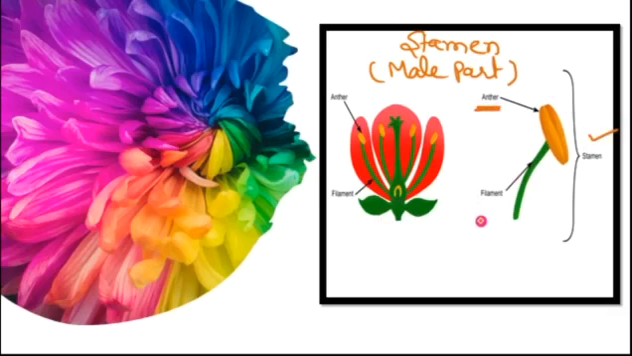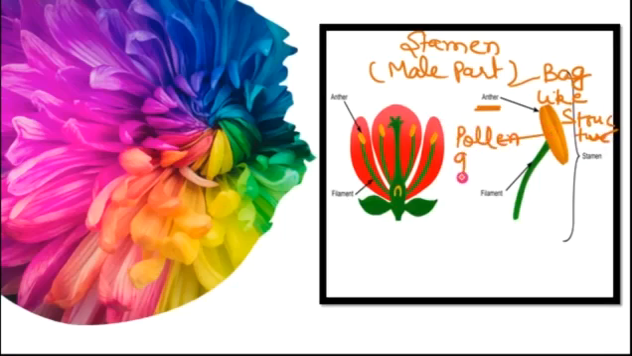The upper part is called the anther. This is a bag-like structure which is called an anther. Inside this anther are the pollen grains, which take part in the reproduction. And the lower part of the stamen is called a filament. Clear?